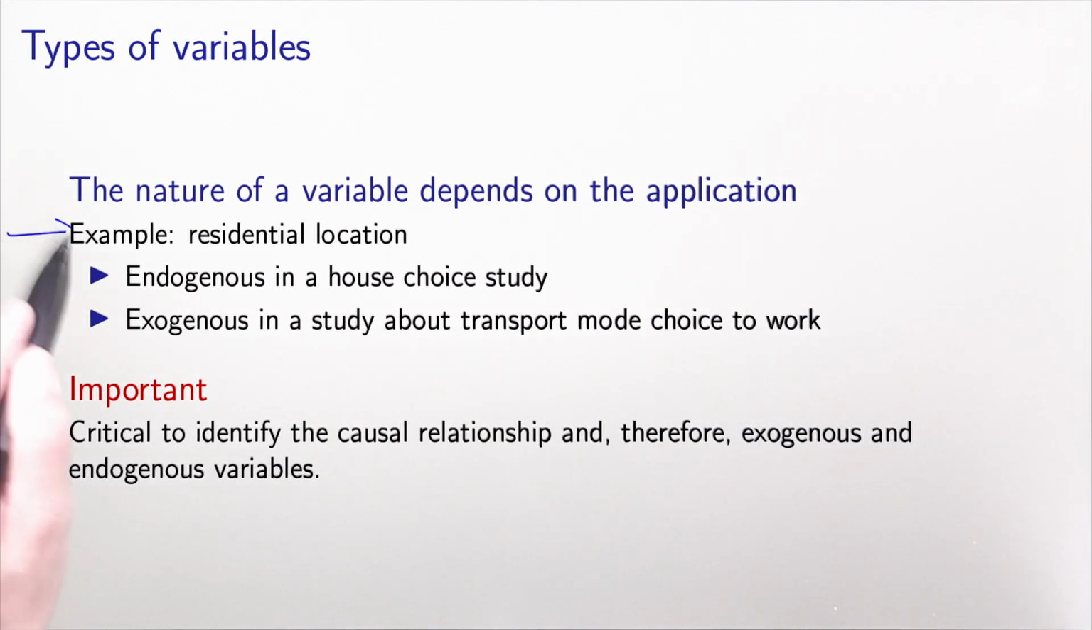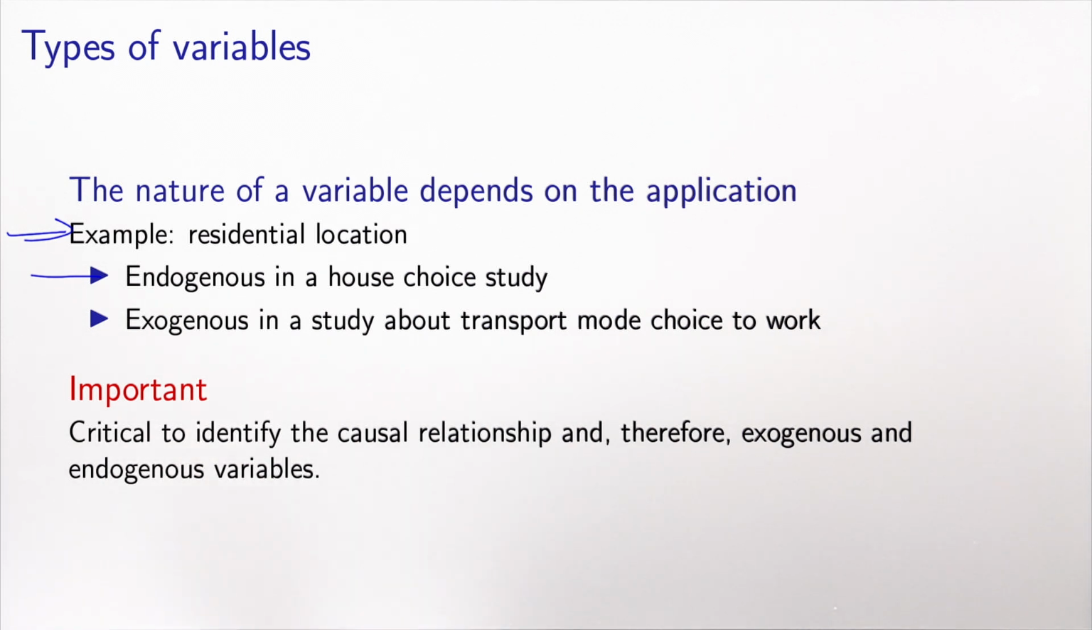Let's take residential location as an example. If you are doing a house choice study, this is what you try to predict. Therefore, this is endogenous. But now if you are interested in predicting the transportation mode choice in a city, this becomes an explanatory variable, an exogenous variable.